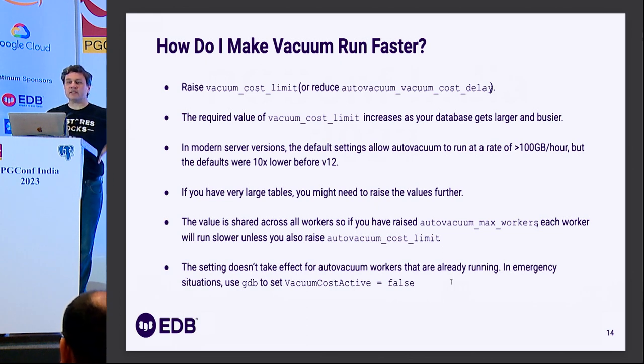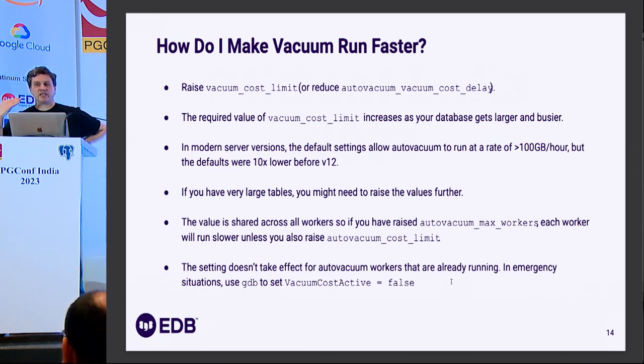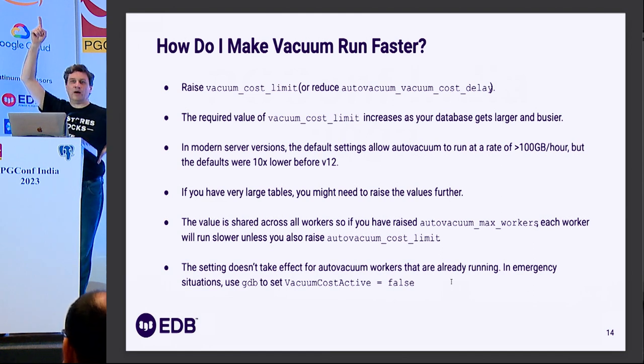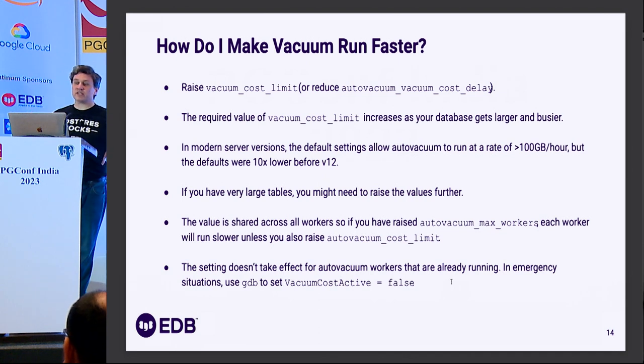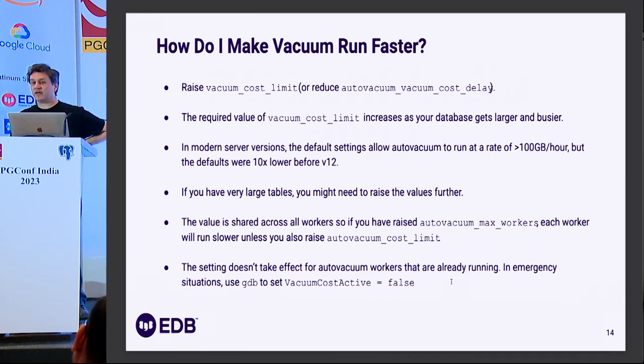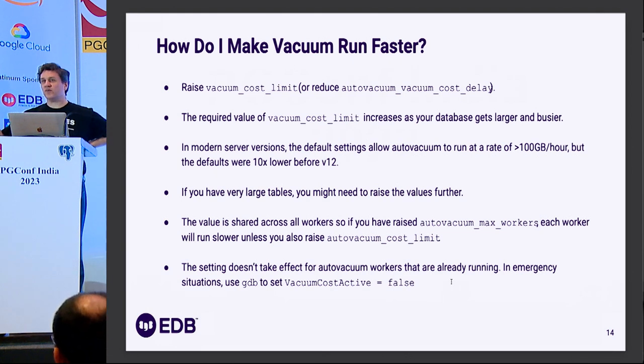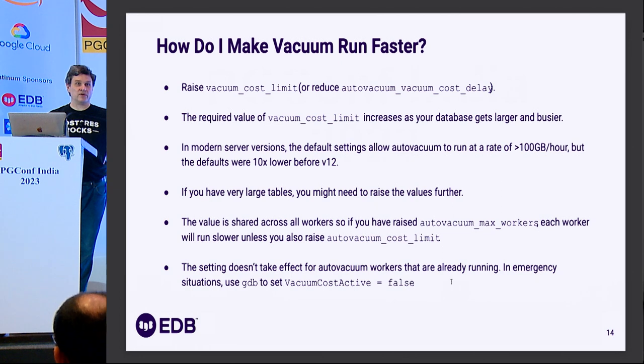The important thing to understand here is that as your database gets larger and busier, the vacuum cost limit needs to go up. Otherwise, you won't be able to keep up with the amount of vacuuming that you need to do. In the most recent server versions, the default settings allow autovacuum to run at a rate of greater than 100 gigabytes an hour. But before version 12, the defaults were 10 times lower.